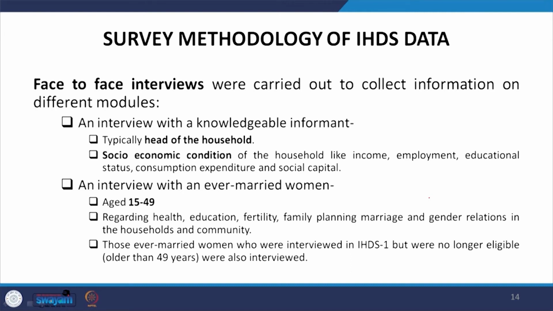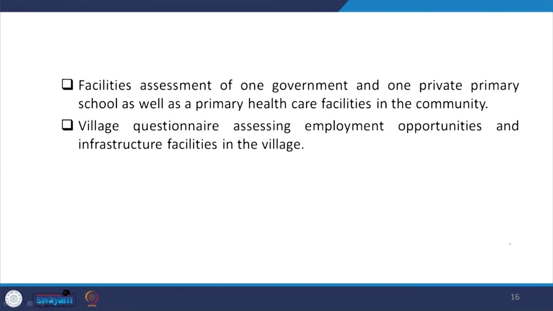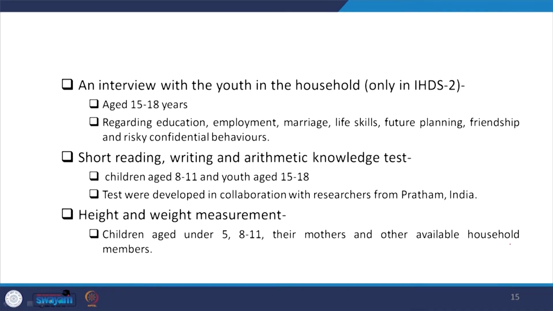Health, education, fertility, family planning, marriage, gender relations in the households and community etc. are covered. Those ever married women who were interviewed in IHDS 1, but were no longer eligible, being older than 49 years, were also interviewed in the next round. So, we can make a comparison of the status of those who have already crossed their reproductive age, or reproductive duration.